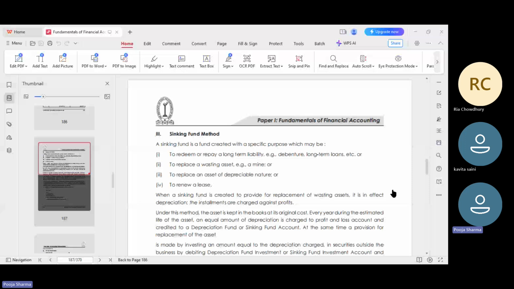Now we will take a look at the journal entries. Tomorrow we will do some illustrations based on it. It will be more clear with the illustration. Let's have a look at the journal entries.